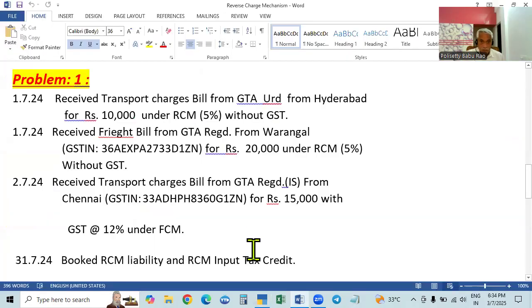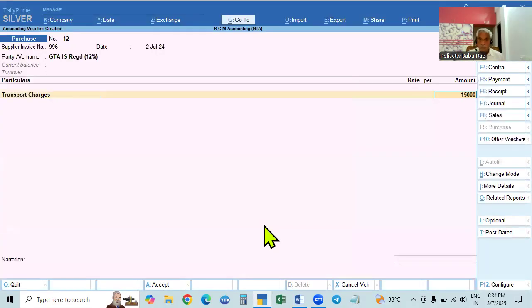What is the amount? 15,000. So this is under not reverse charge mechanism. Under the forward charge mechanism, the GTA will charge this GST in this, but he will mention the declaration. And the GTA will mention the declaration: GST is payable by the recipient under reverse charge. But this person opted for the forward charge mechanism, 12%. He will do the declaration and he will charge the tax. He will not charge tax under reverse charge.